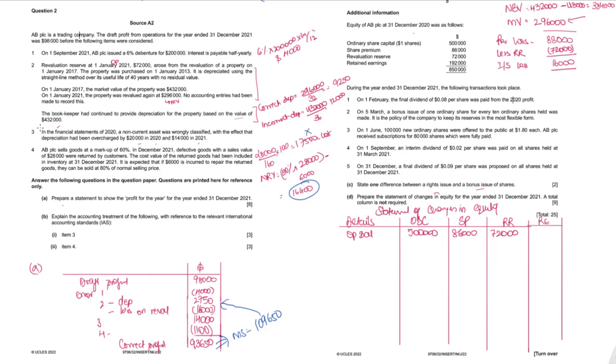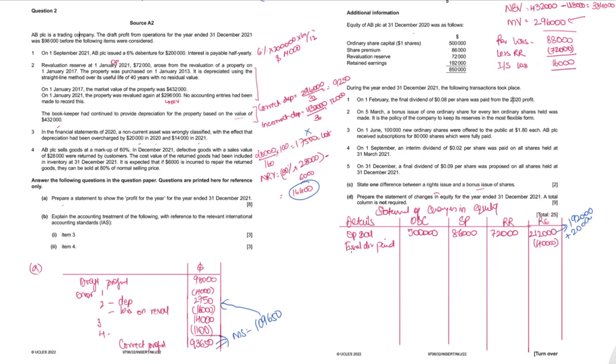But what did I tell you for adjustment number 3? That you have to restate your retained earnings again as if the error was not there, or you've corrected the error. So this retained earnings becomes 212,000, which is 192,000 plus 20,000 from error number 3. Then let's look at the transactions. Final dividend of $0.08 per share was paid from the 2020 profit. So final dividend paid. Number of shares 500,000, so 500,000 into 0.08 is 40,000. So in the retained earnings column, minus 40,000.